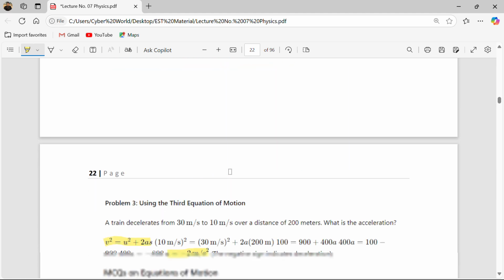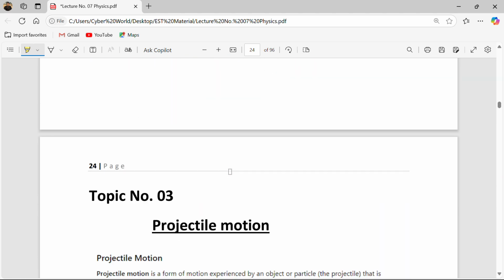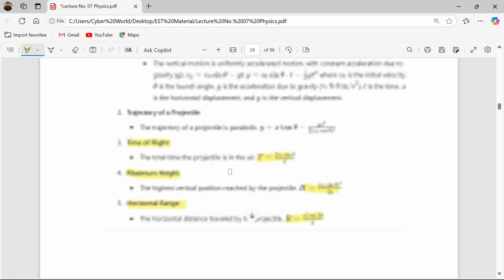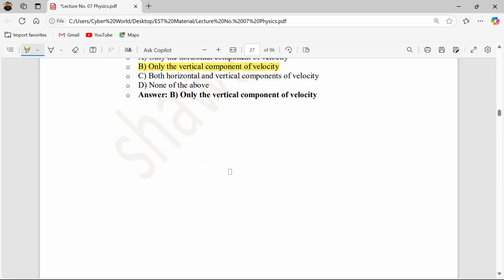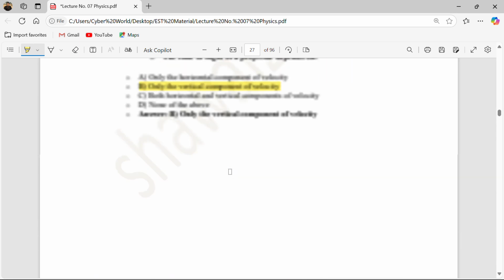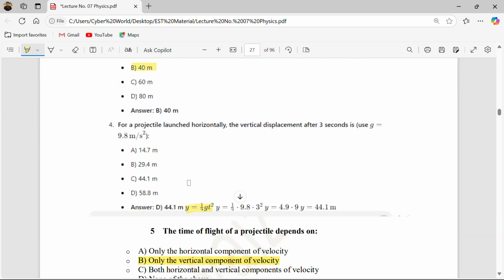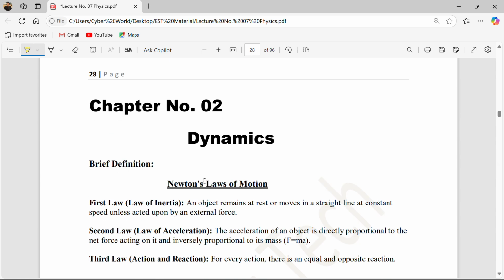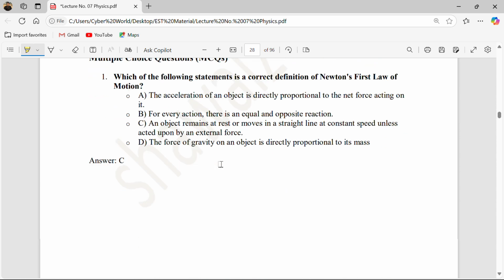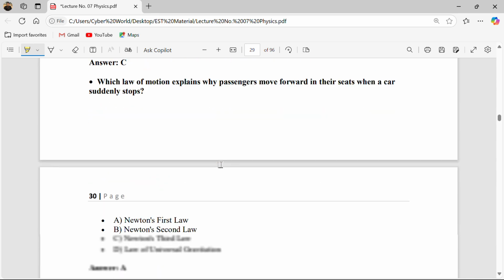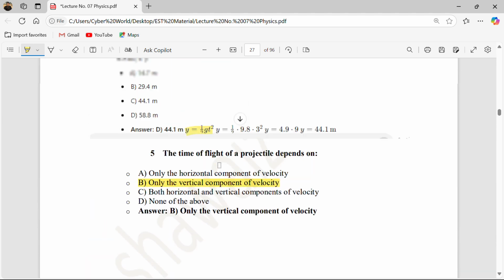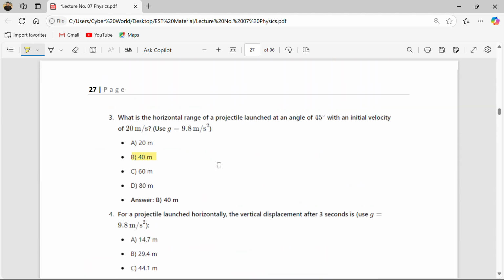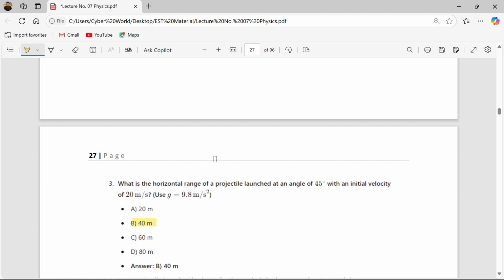So till then stay connected with us. Here, page number 27 we did today, and tomorrow we will start from chapter number 2, Newton's laws of motion.